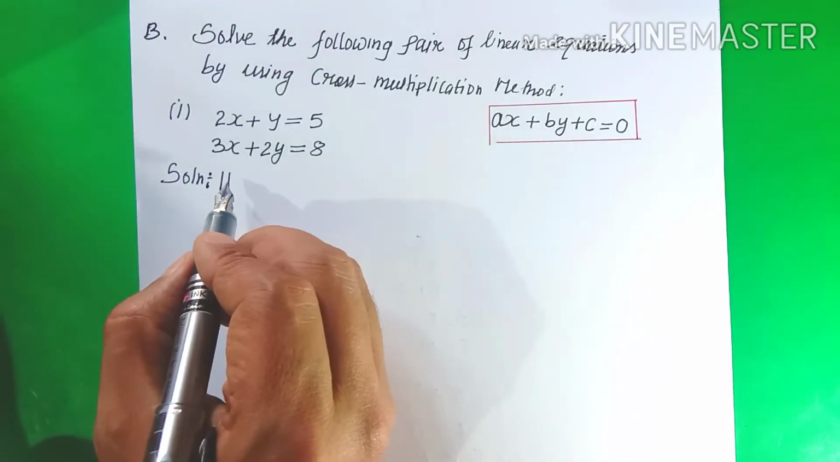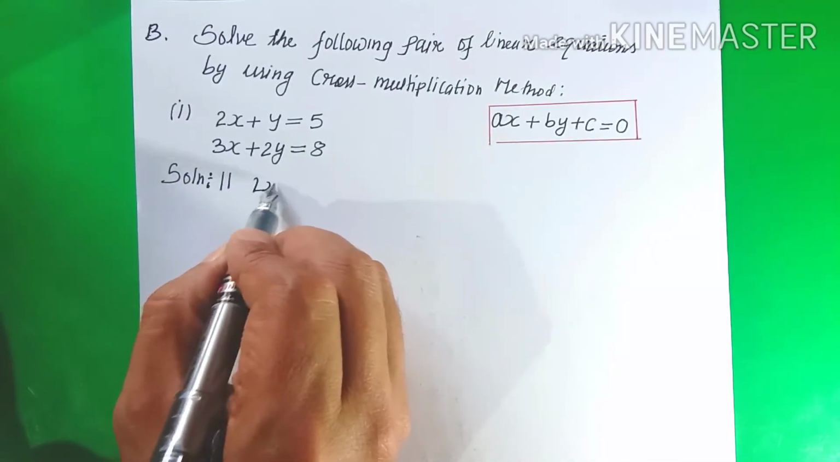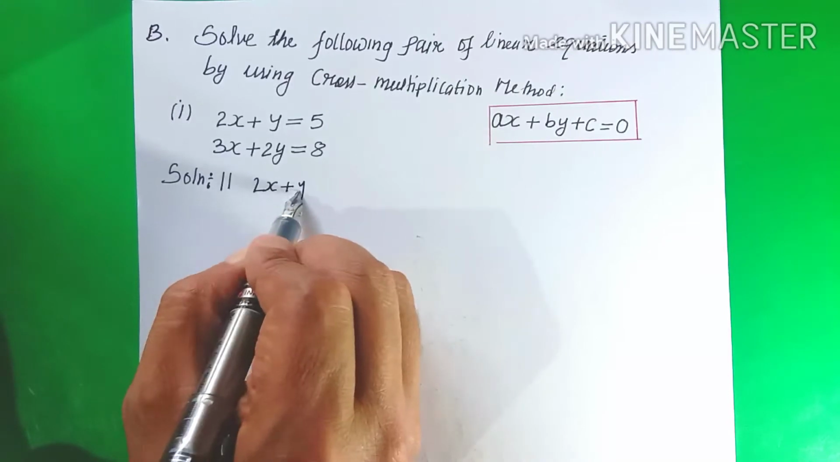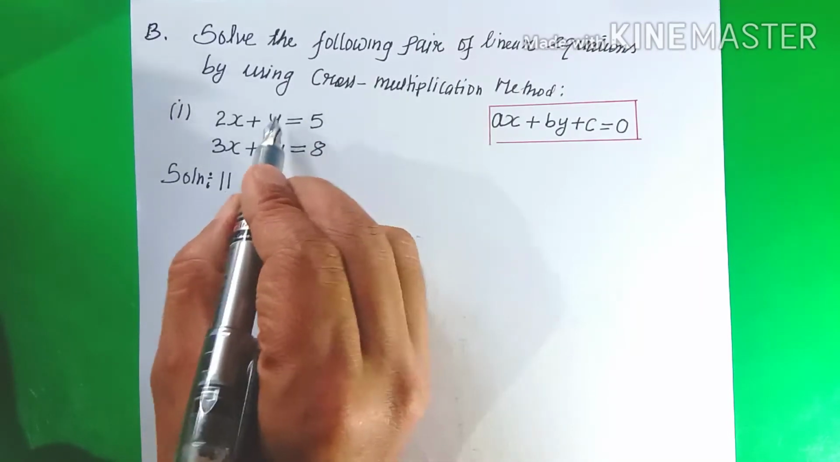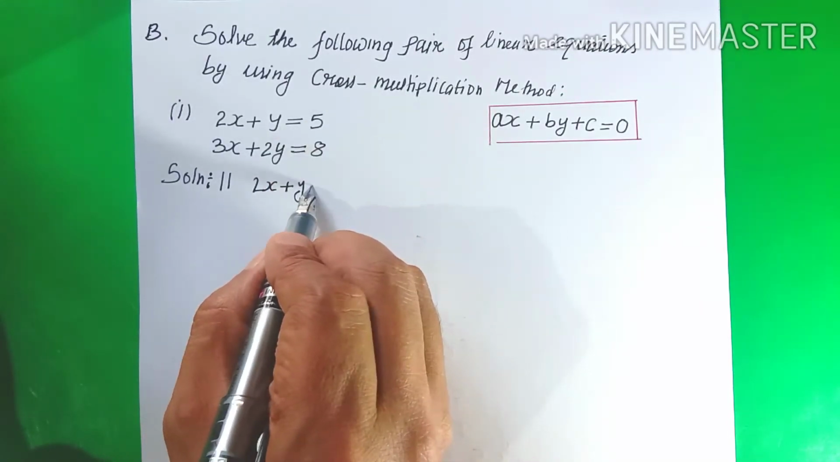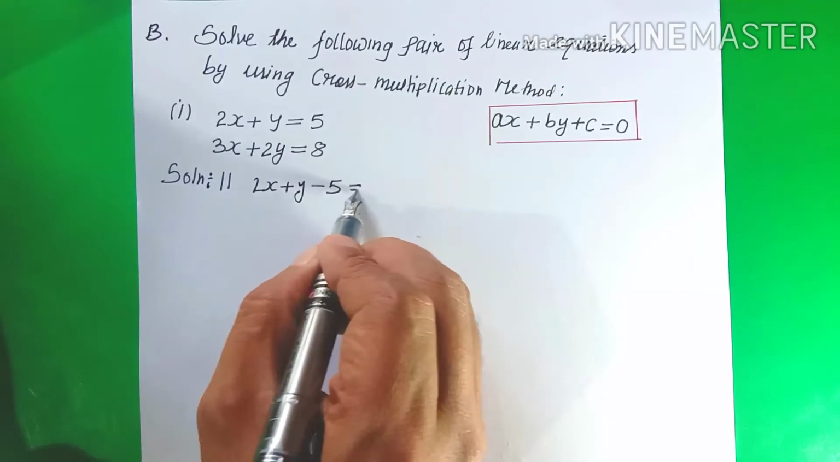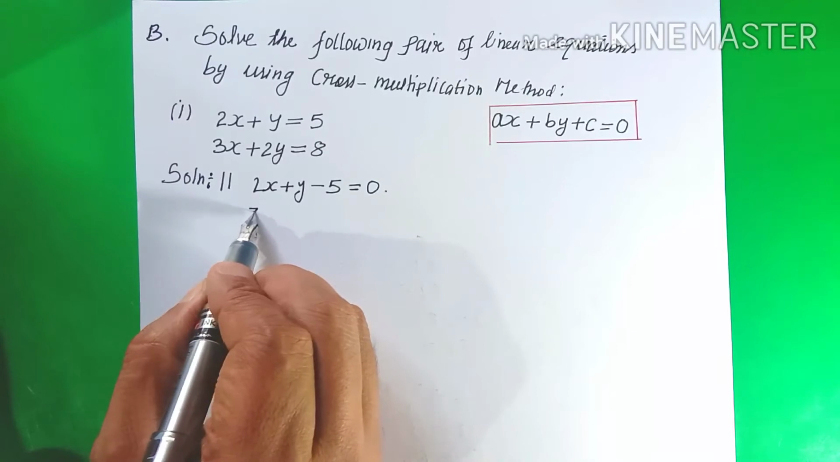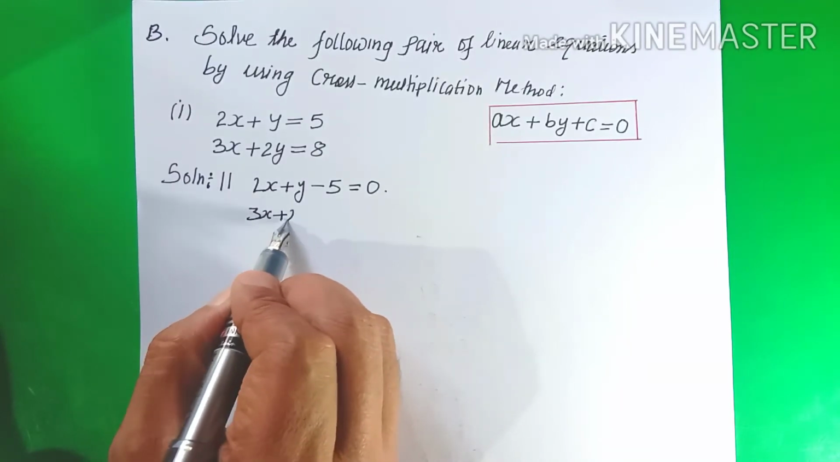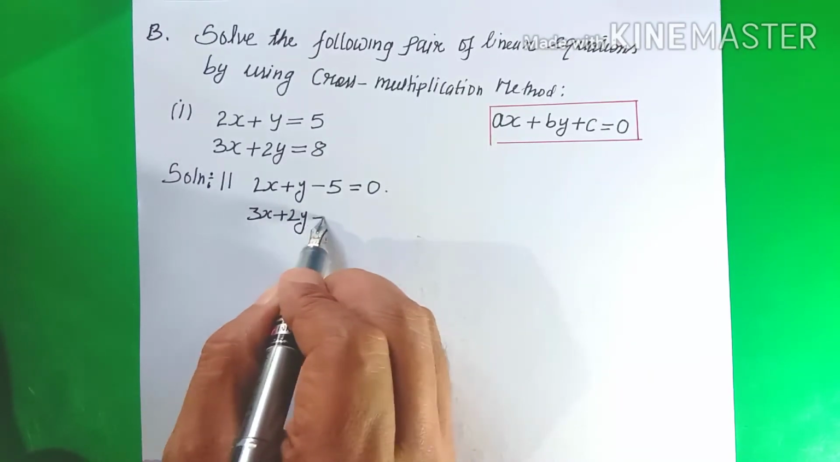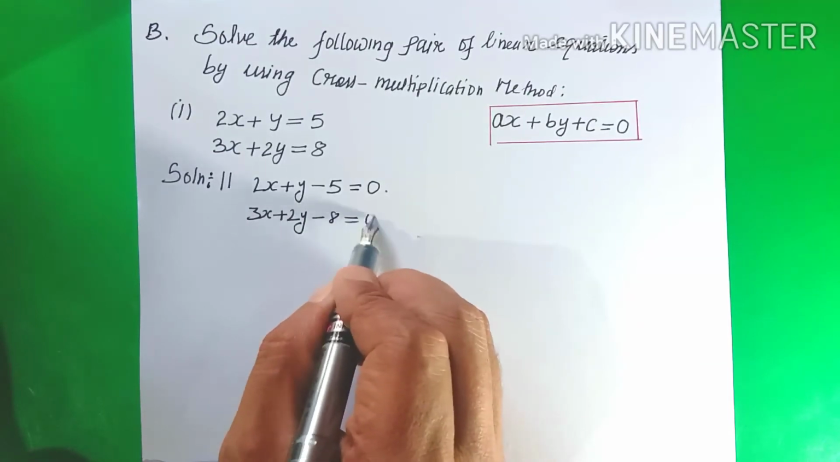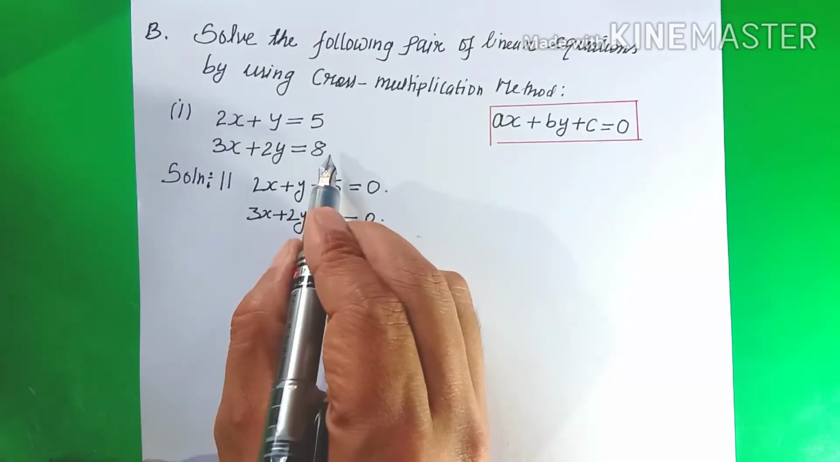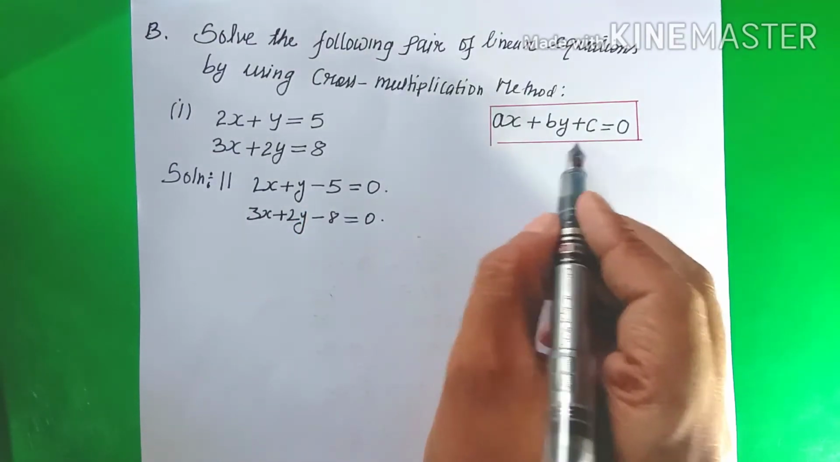So we have 2x plus y. Now this 5 you can bring to the left hand side, it becomes minus 5 equals 0. And the second equation is 3x plus 2y minus 8 equals 0. That is how we have changed the given equations into standard form.